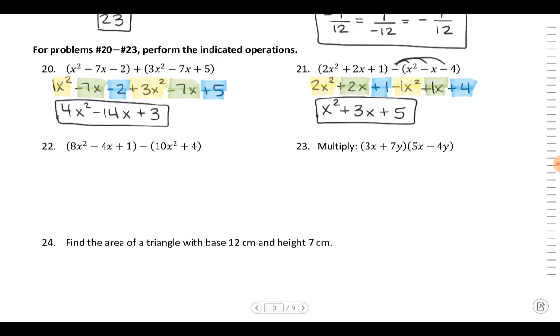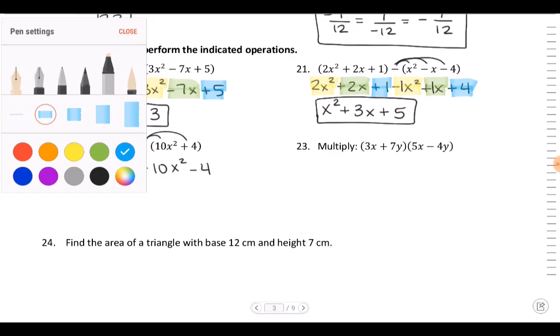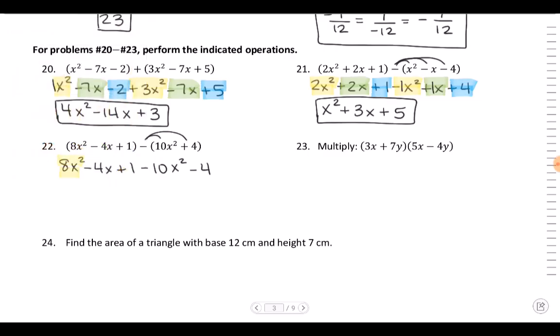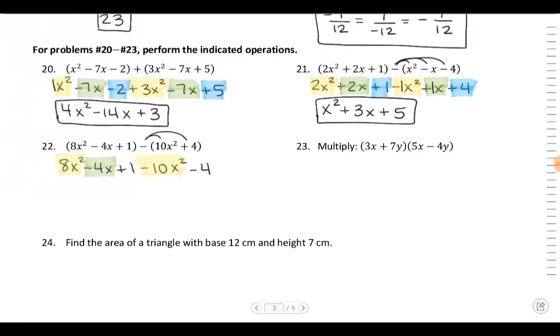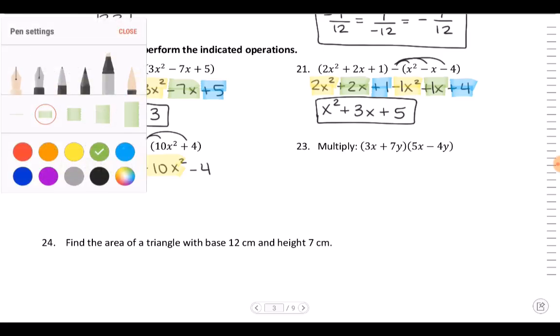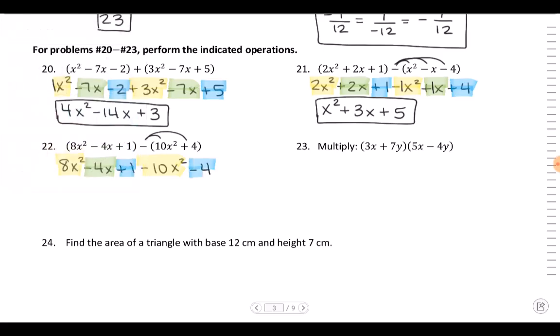Okay. Number 22, similar in that we need to distribute our negative sign. So I'm going to go ahead and write down 8x squared minus 4x plus 1. I'm going to distribute that to get negative 10x squared and negative 4. And again, I will go on a hunt for some like terms. I see I have 8x squared and negative 10x squared. And then I have a negative 4x, and that's it. And then I have a positive 1 and a negative 4.